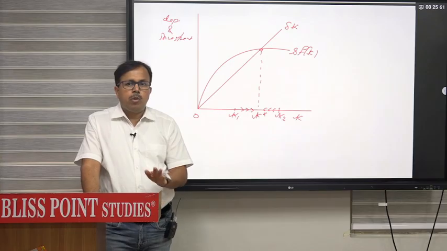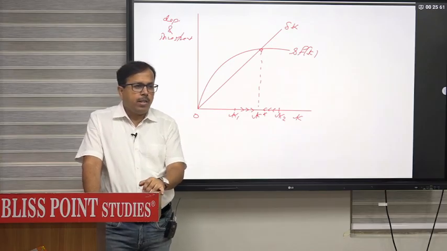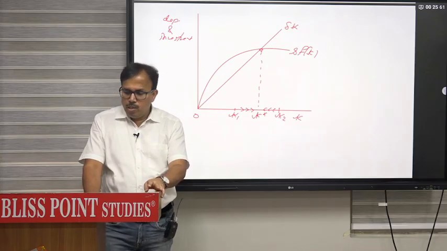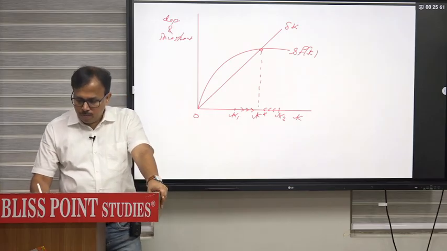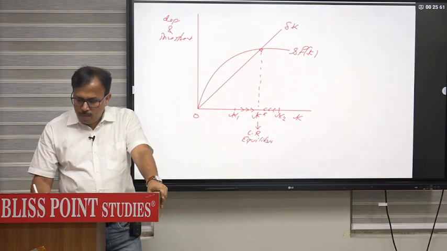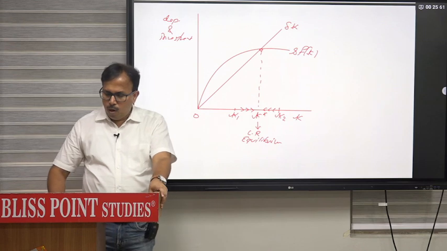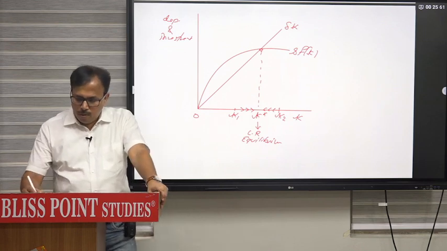इसलिए K star को हम long run equilibrium कहते हैं. ये इकोनॉमी का long run equilibrium है. This is long run equilibrium of the economy. K star is long run equilibrium. Long run equilibrium of the economy.